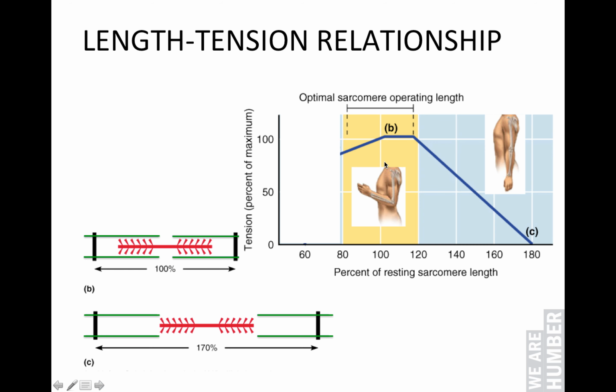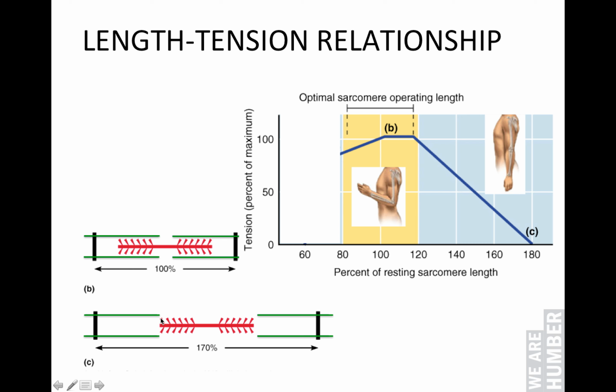What happens when we increase the length of that sarcomere? For example, if you extend your elbow, you're actually lengthening that muscle. And when you lengthen the muscle, the sarcomeres go from this kind of overlap to more like this kind of overlap. This is an example at 170%. You can see here that it's very, very difficult for the actin and myosin to cross-bridge because there aren't many binding sites available for the myosin heads to bind to the actin.